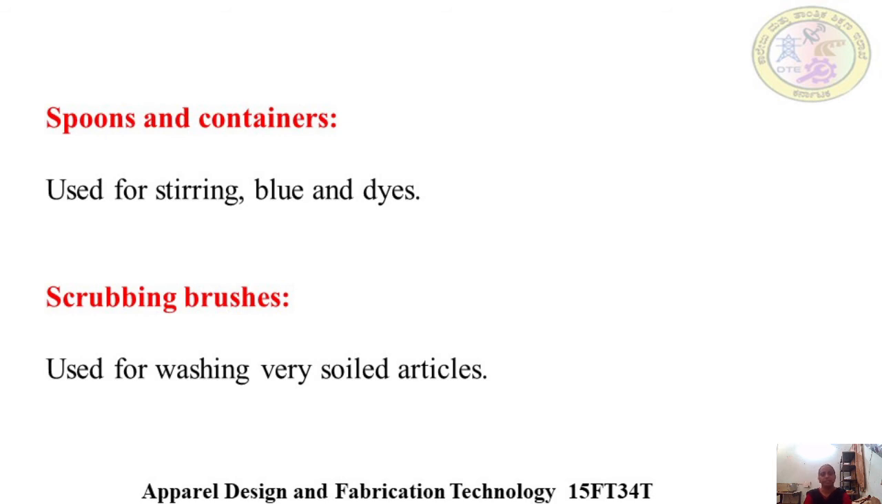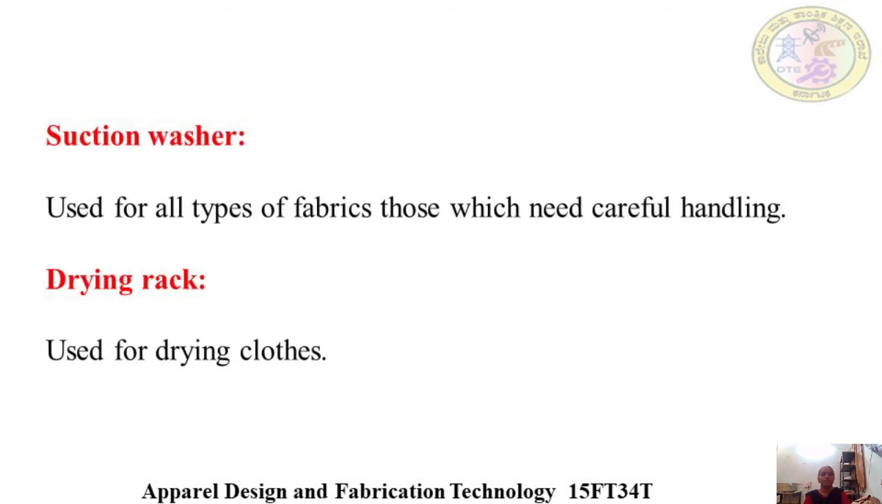Scrubbing brushes are used for washing very soiled articles. Scrubbing brushes and boards are used for washing those soiled articles by scrubbing. Suction washer is used for all types of fabrics that need careful handling. The suction washer absorbs the dirt and dust particles from those clothes, and is used for careful handling.